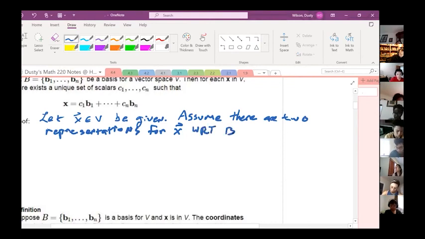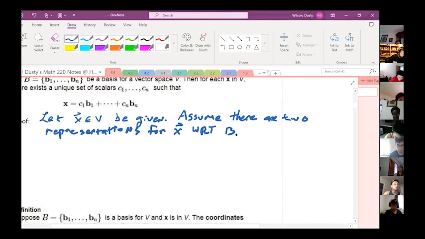WRT B. Have we used WRT before? Can't remember. Okay, so WRT is equal to with respect to. Like back in calculus, we would take the derivative of f with respect to x. That's that WRT. So with respect to B.